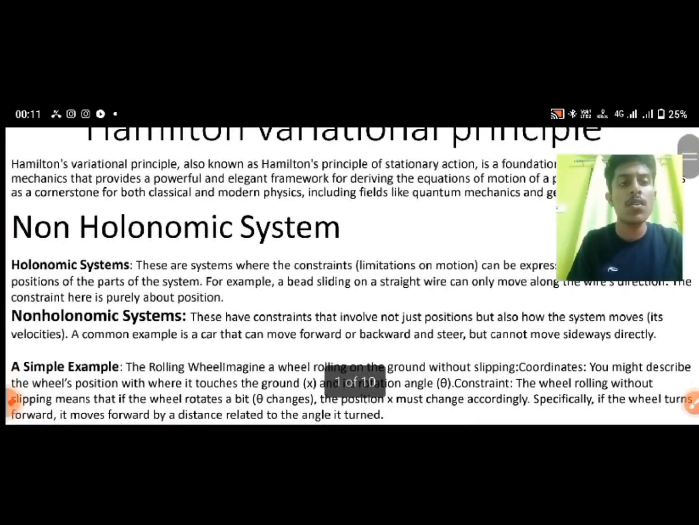Imagine a rolling wheel touching the ground at point x, and it rotates by an angle theta. Whenever you change the angle, the position also changes. So in a non-holonomic system, the two coordinates are interconnected; they are not independent of each other. They are dependent. But in a holonomic system, the constraints are independent. If your x-axis is changing, it doesn't depend on the y-axis.